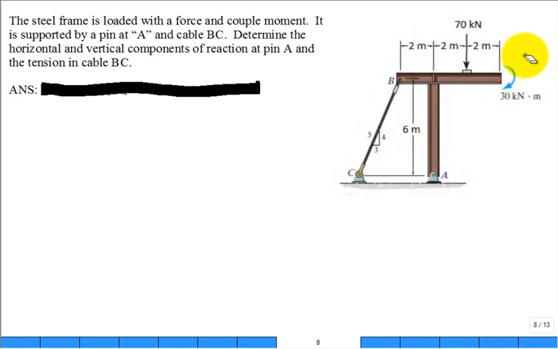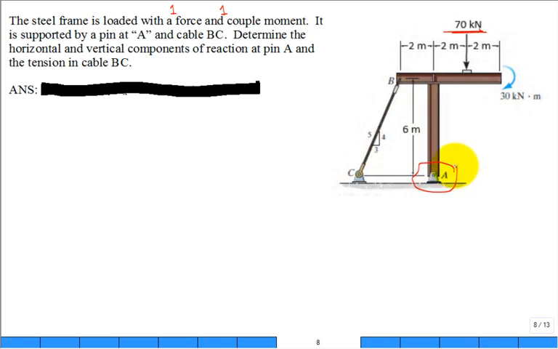It looks like it's applied to the end of the top member of this steel frame. Okay, now where's our force? 70 kilonewton. So one force and one couple moment. All right, it's supported by a pin at A. So here's our reaction or support.